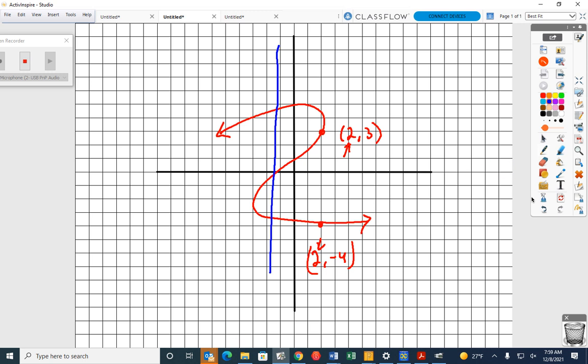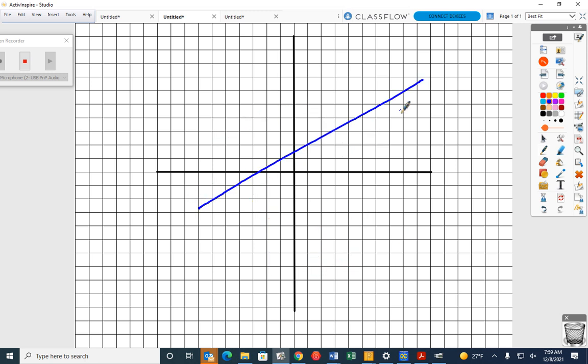So if we have something like that, that's not a function. But if we had a graph of a line like this, there's nowhere that I could draw a line from top to bottom that's going to cross that line more than once, is there? Not only is it a function, what kind of function is this? It's a linear function because it's straight.